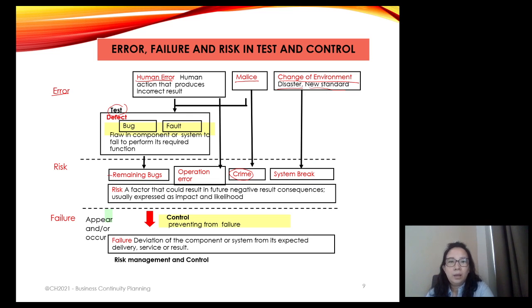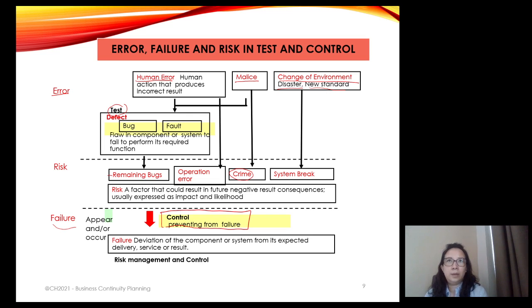Okay, so if the risk happen, then it makes our business become failure. If it's possible, then we need to do what we call the controlling to prevent our business from being stopped. The failure means that the business will be stopped. So if we prevent the risk from happening, then we will prevent the failure from happening. So that is the relationship between error, failure, and the risk.